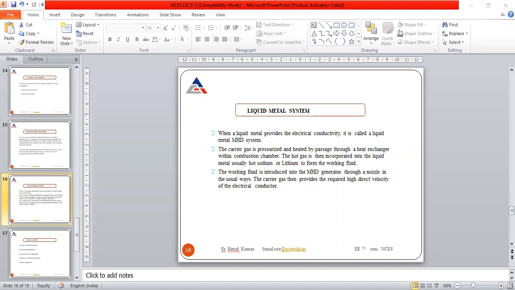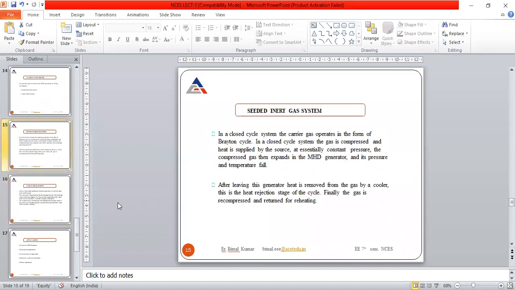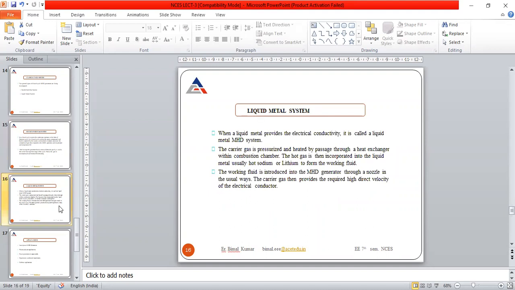MHD generator has two types. One is the open cycle system, and the second is the closed cycle system. The closed cycle system is further categorized into two parts: one is the seeded inert gas system, and the second is the liquid metal system.